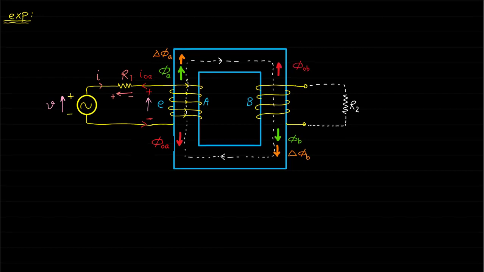Therefore, the current direction that produces phi OB can be identified based on the right-hand rule, and it is denoted by IOB. Based on the direction of the current IOB, the polarity of the induced voltage will be a positive sign at the place where the current IOB is out of the coil, and a negative sign at the place where the current IOB enters the coil.